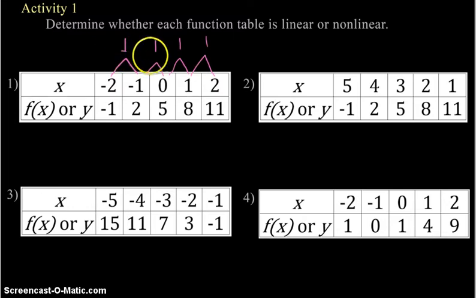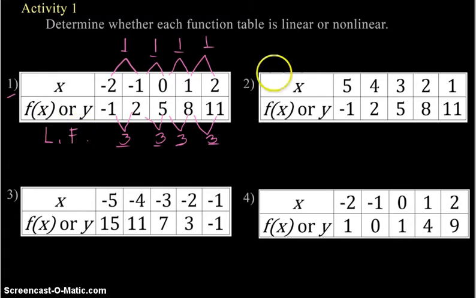Okay, so constant ang rate of change ng values ng x natin. Sa values ng y natin naman, 2 minus negative 1 is positive 3. 5 minus 2 is positive 3. 8 minus 5 is 3. And 11 minus 8 is 3. Okay, so ang rate of change ng values ng y natin ay constant din. So therefore, yung number 1 table function natin is a linear function.